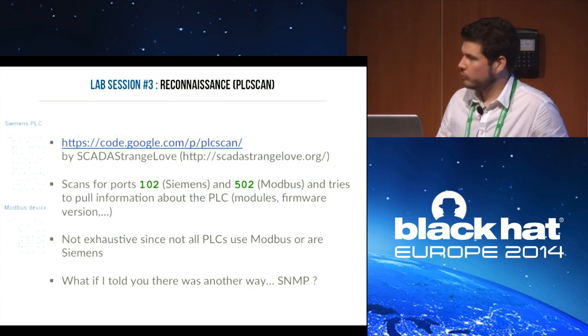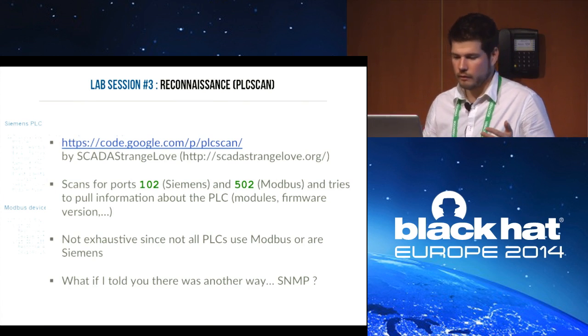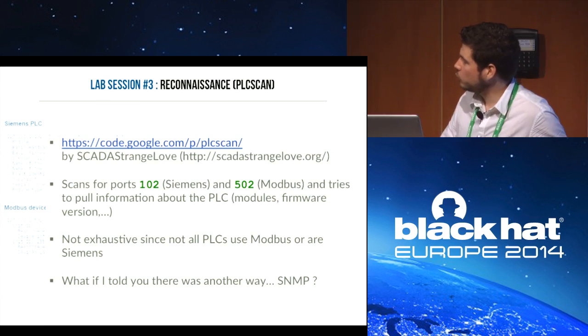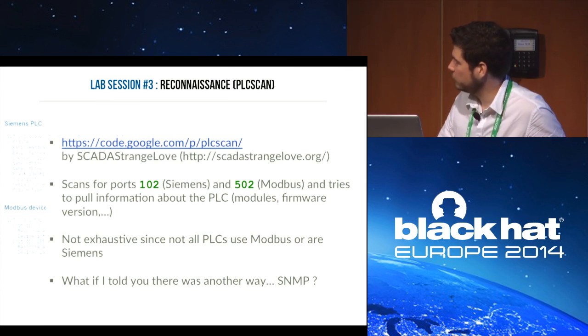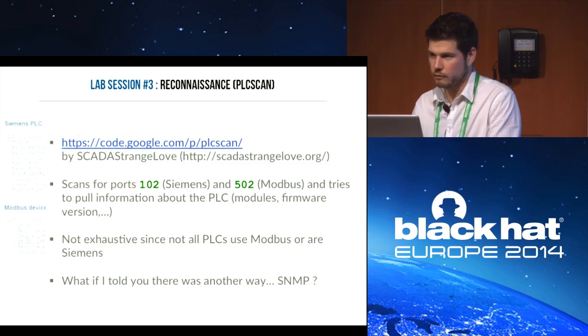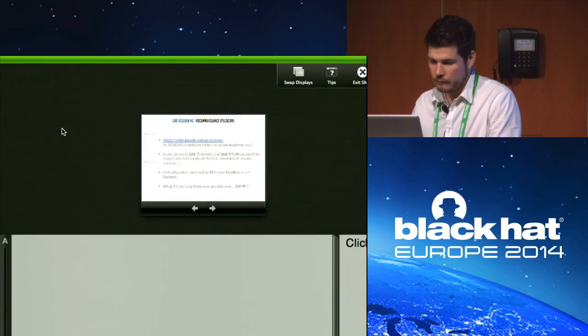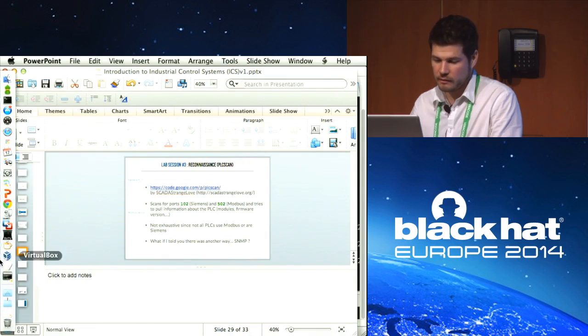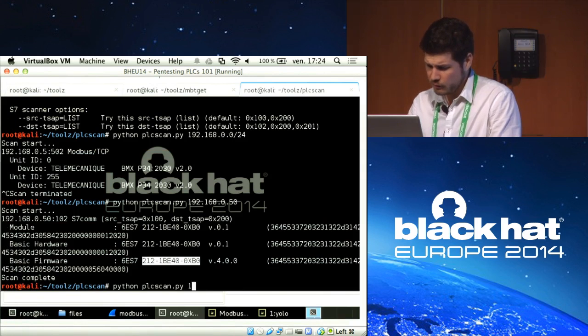Okay, so we just saw 2 different ways of identifying PLCs on the network. There's a third way, which is called SNMP, and I'm going to show you how. Actually, by default, the PLC responds to SNMP requests.